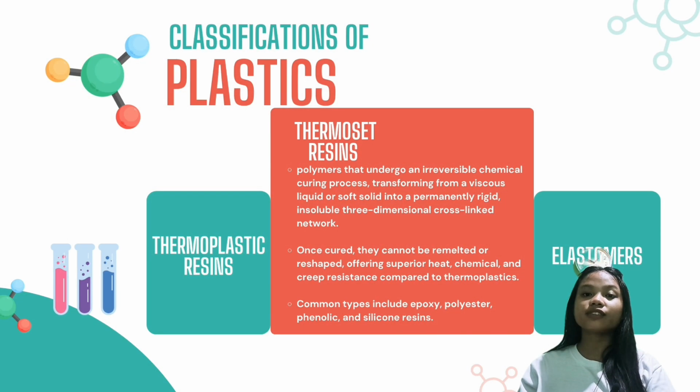Next is thermoset resins. Thermoset resins start as a soft or liquid materials, but once they undergo a chemical reaction, they form a strong and rigid structure that cannot be reversed. Parang baking a cake, once the butter is baked, it becomes solid and hindi nababalik sa liquid form. Once hardened, they cannot be melted or shaped again.